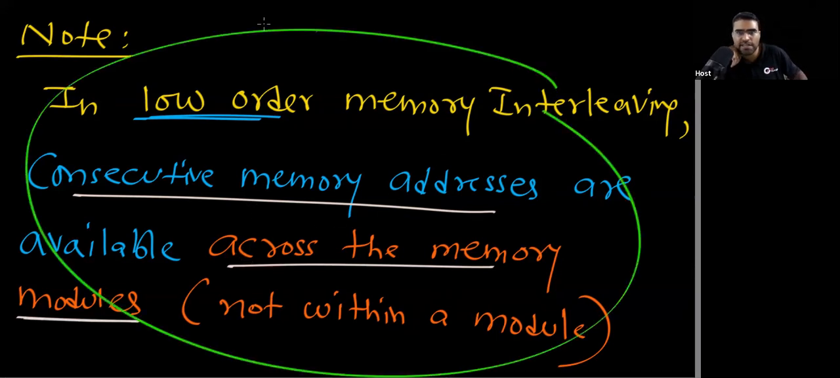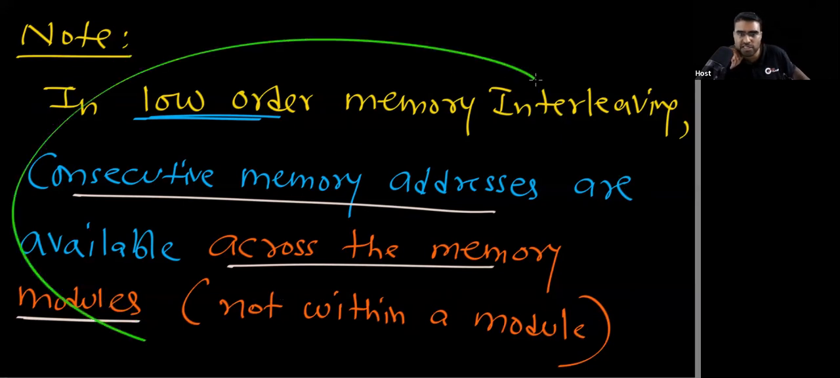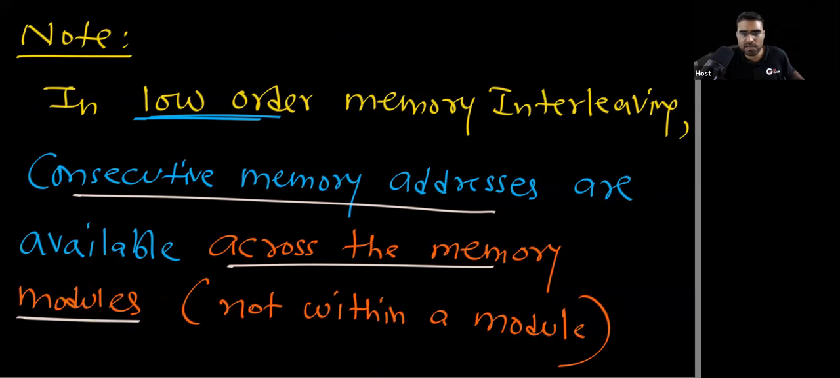This is your GATE 1991 question. I will show you, don't worry. This question on your screen has come in GATE 1991. Okay, so is this understood? Low order memory interleaving, did you understand it or not? Please tell me. Okay, so this is the simple idea.